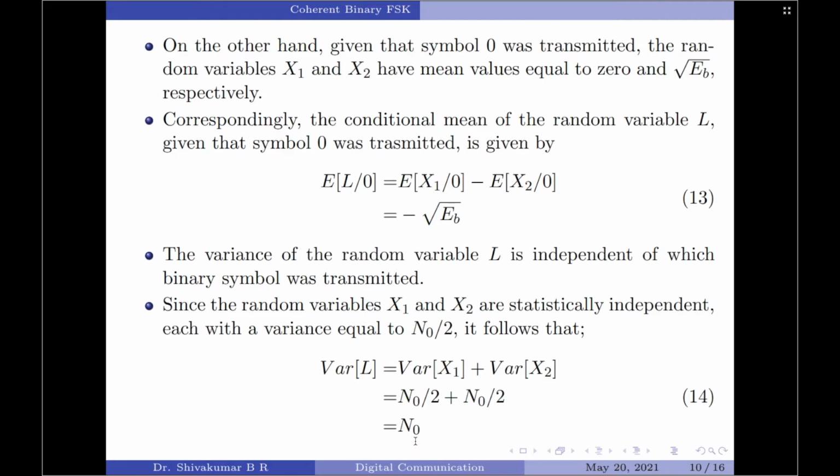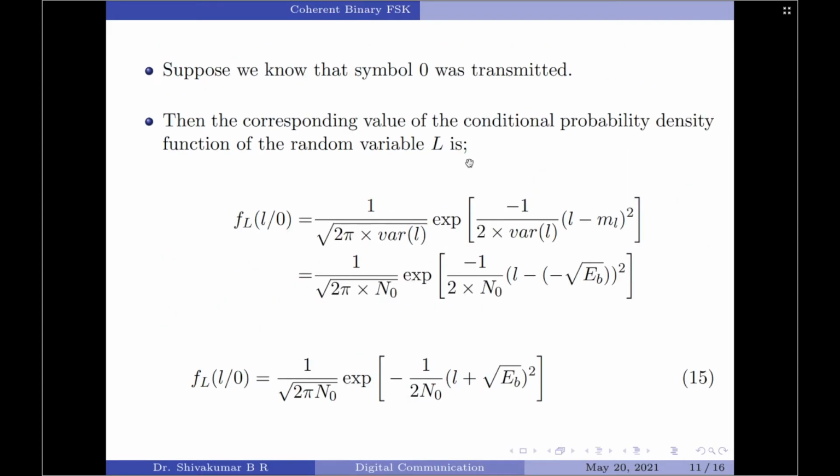We are now ready to find the probability of error of first kind and second kind respectively. In fact, I will start with probability of error of first kind, which is Pe of 0. For that, I will assume symbol 0 is transmitted. Now, I will write an equation for the likelihood function, which is also called the conditional probability density function for the random variable capital L, which is of the form fL of l given 0 equals 1 divided by square root of 2 pi into variance of L multiplied by exponential of minus 1 by 2 into variance of L multiplied by l minus mean value of L whole square. This is the generic equation for Gaussian distribution.